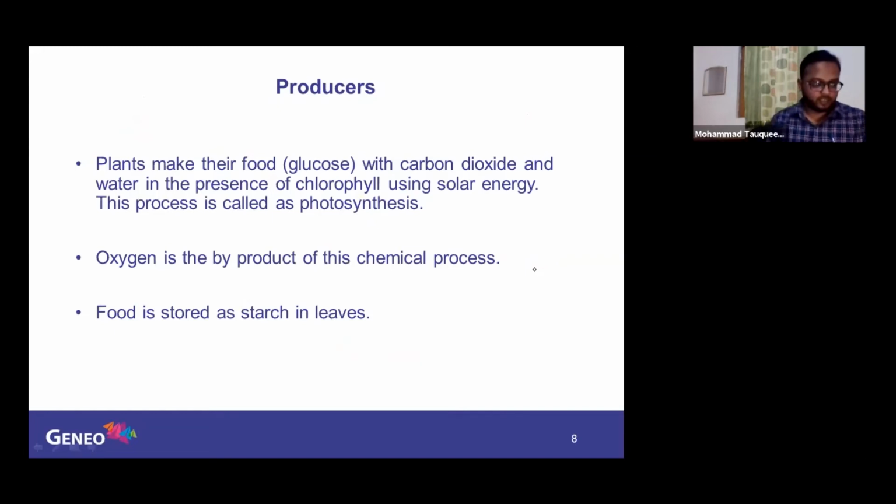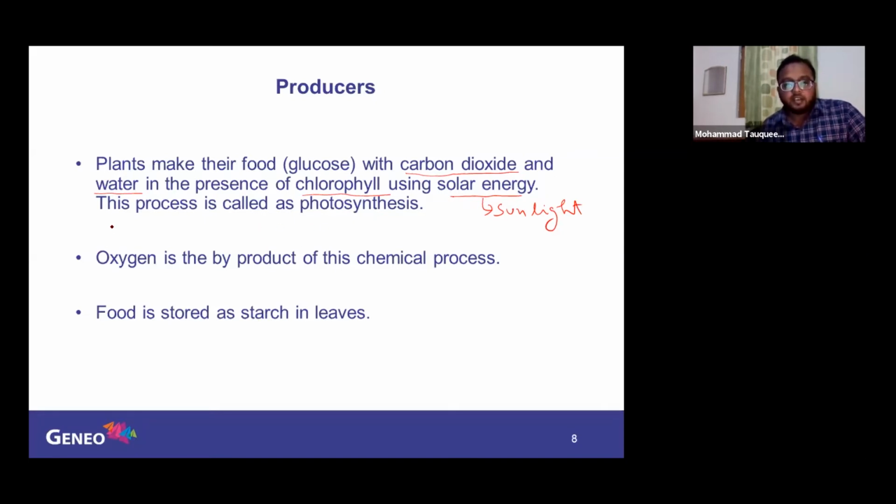Now let's discuss one by one. Producer. I have explained in depth that producers make their food on their own. Now plant, I have given you the example of plant, that plant forms its food like glucose with carbon dioxide and water in the presence of chlorophyll using solar energy. Solar energy means sunlight. Sunlight is coming from the sun and it has energy. That's why we say in scientific terminology solar energy. This process is called photosynthesis.